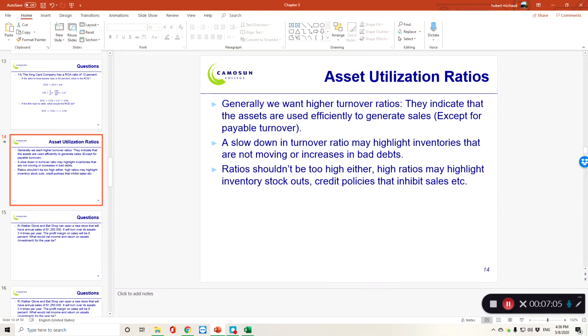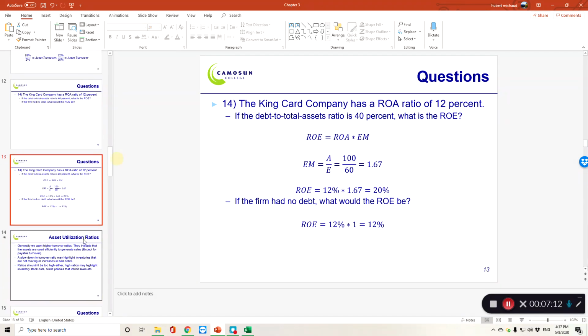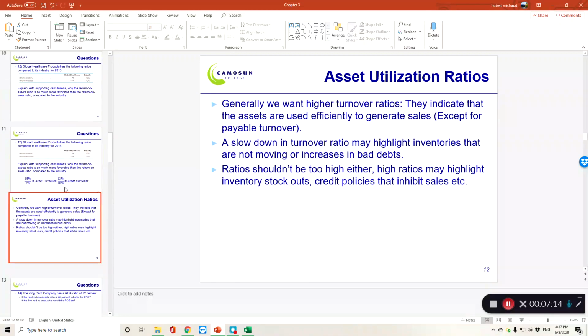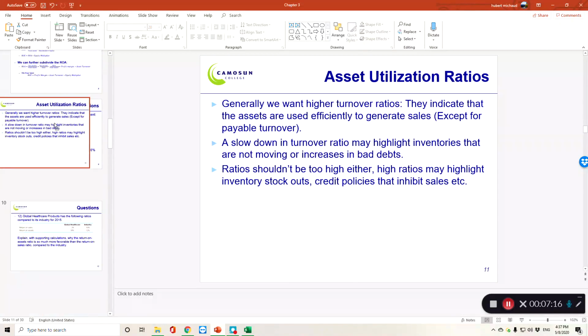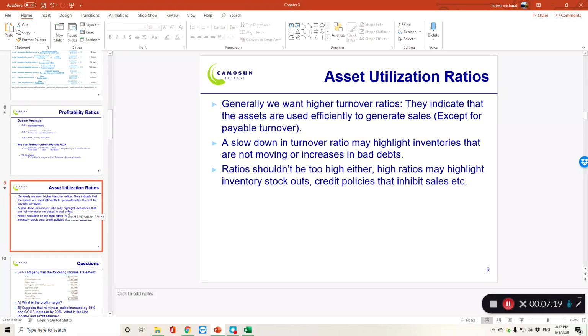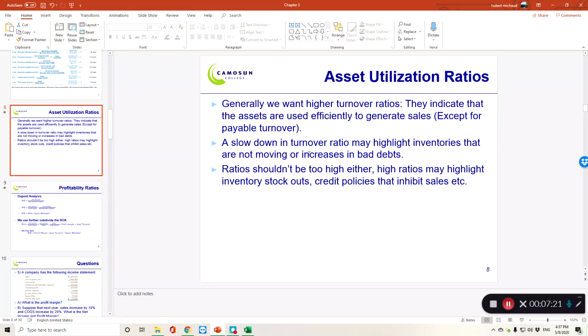Okay. Here we have a slide for asset utilization ratios and when they should be high or low. I don't know why it was here. I should have put it higher, over here, and I already talked about it. I already explained all of this.